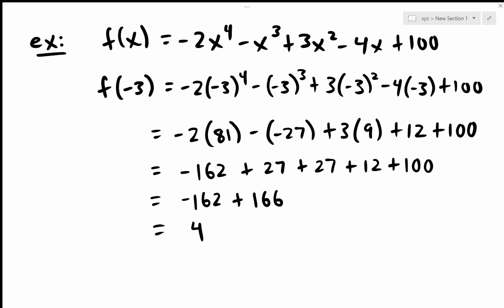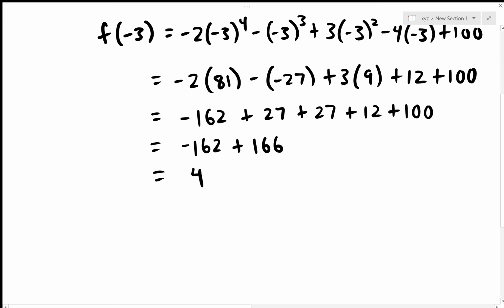So this hopefully wasn't too bad to do the computation, although it was a little bit time consuming. There is actually a much faster way of arriving at this same answer, and that's where synthetic division will come into play here. The way this will work is I'm going to take the negative 3, the number we had plugged in for x, and that'll go in the box in my synthetic division setup. And then we'll list the coefficients like we usually do. So in this case, we have coefficients of negative 2, negative 1, 3, negative 4, and 100.